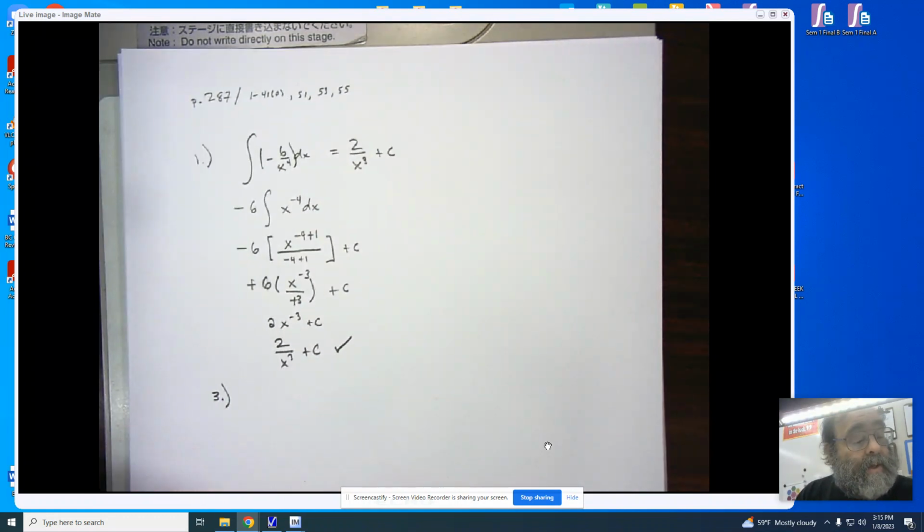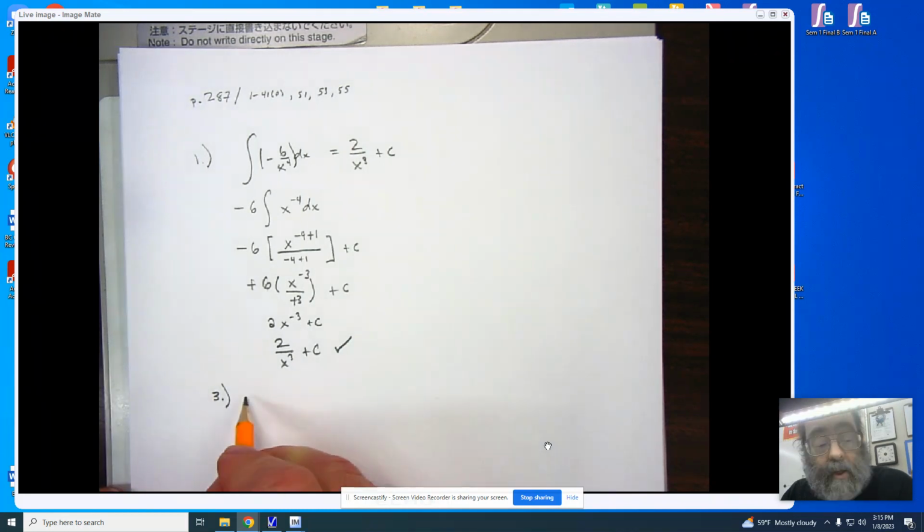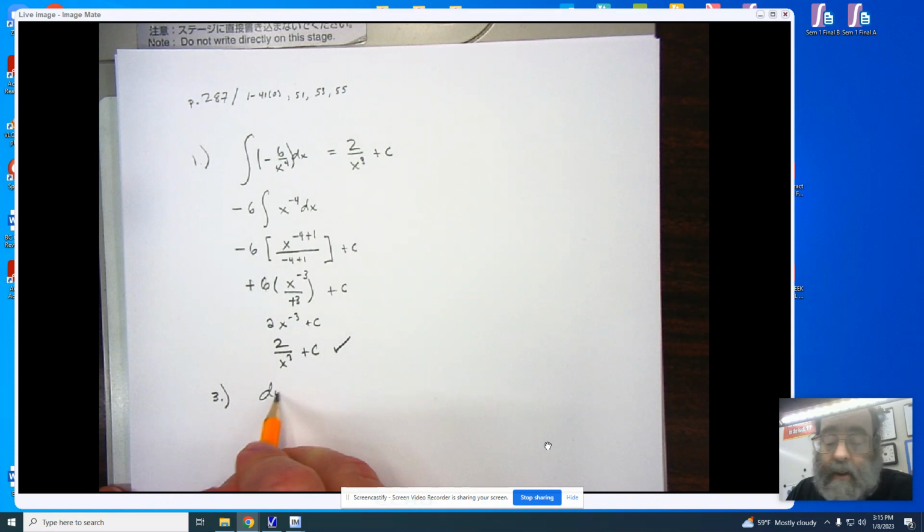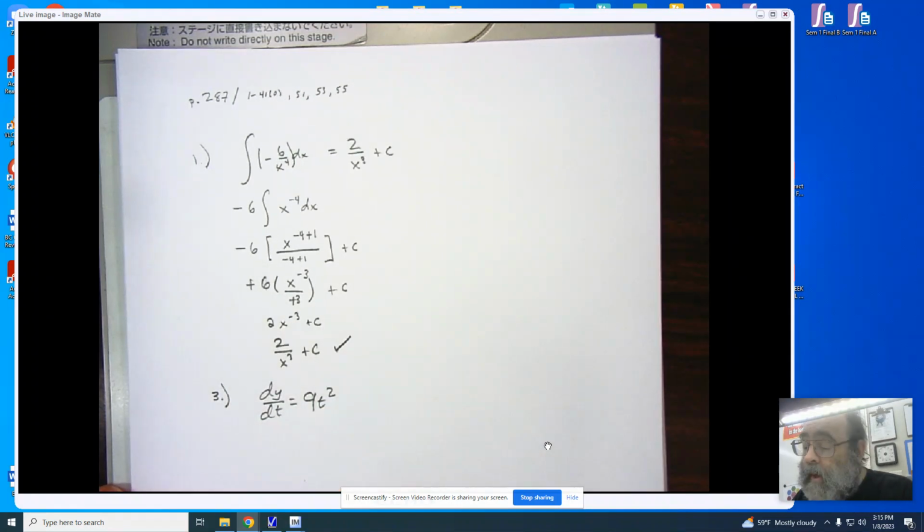Number 3 says, solve the differential equation. They want you, in numbers 3 through 6, to find the general solution of the differential equation and then check your results by taking the derivative. So what we're going to do is take our first problem. dy dt is equal to 9t squared. Now, in order to solve this, we first start by separating our variables.